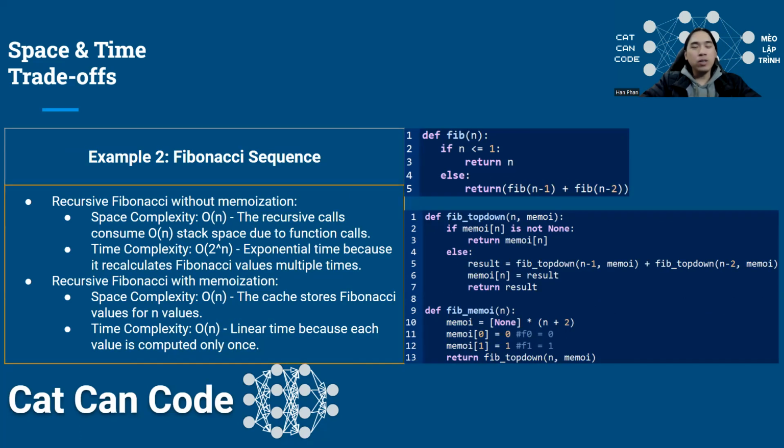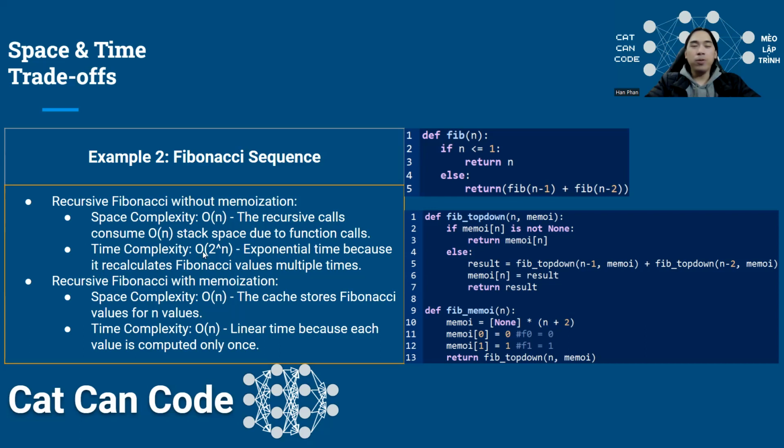So, example number 2, Fibonacci sequence. I have demonstrated these two functions before in my dynamic programming video. However, in this context, I want to talk about the space and time trade-off. Without the use of memory to store the intermediate result, the Fibonacci sequence using simple recursive function over here requires the time complexity of O(2^n). And the space complexity is still O(n) because of the way we do the recursive stack.